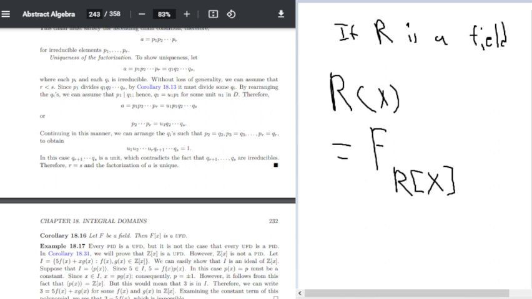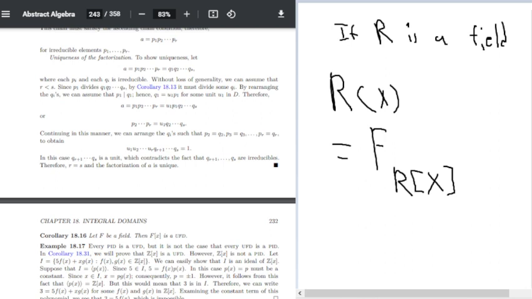Continuing in this manner, we can arrange the Qi such that P2 is equal to Q2, P3 is equal to Q3, all the way up to PR is equal to QR, to obtain U1, U2, all the way to UR, Q_{R+1} all the way to QS, is equal to 1. In this case, Q_{R+1} all the way to QS is a unit, which contradicts the fact that Q_{R+1} all the way to QS are irreducibles. Therefore, R is equal to S, and the factorization of A is unique.